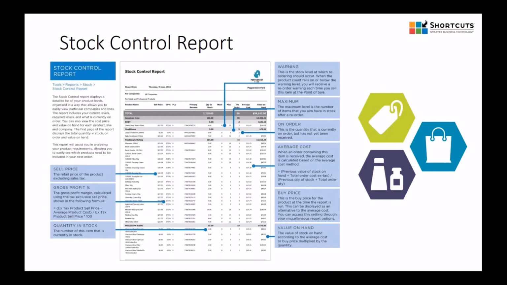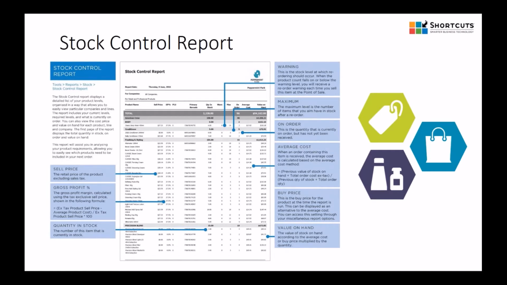So you've got the stock control report. The stock control report displays a detailed list of your product levels. Basically, it's organized to allow you to easily view particular companies, lines, and reports. It'll show you the totals, percentages, your barcodes, the quantity currently on stock, any of your warning figures, your maximum levels, anything currently outstanding but on order, and what you're averagely spending on it.